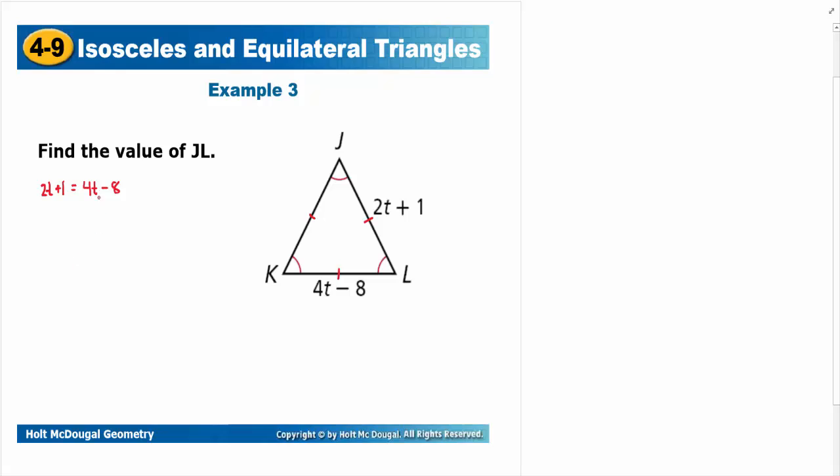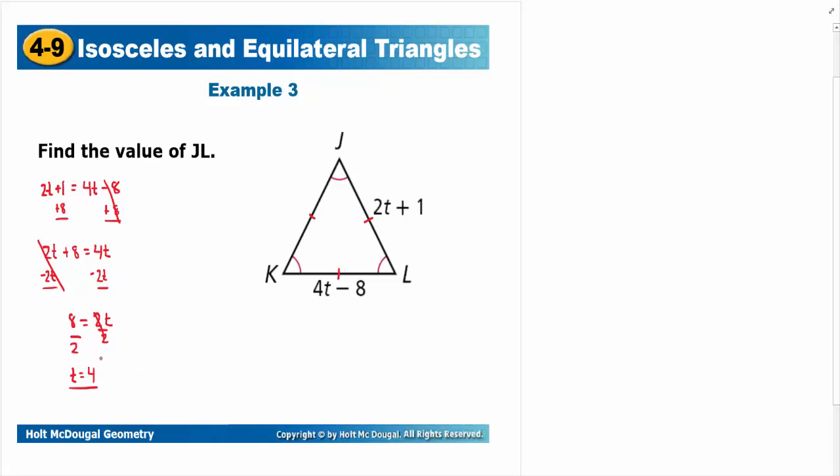To solve, I'm going to add 8 to both sides. I'm trying to get the variables on one side and the numbers on the other. So that's going to give me 2t plus 8 equals 4t. Now let's get the variables on the other side of the equation by subtracting 2t from both sides. Therefore, 8 equals 2t. Lastly, I'm going to get rid of the 2 by dividing both sides by 2, and t is equal to 4.